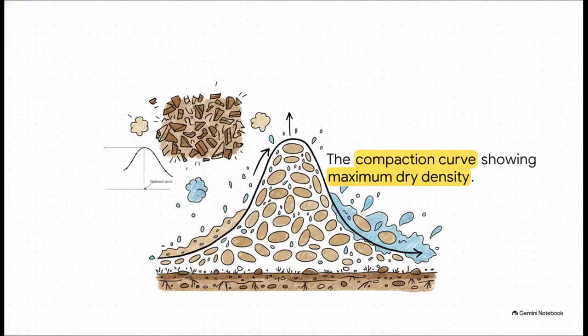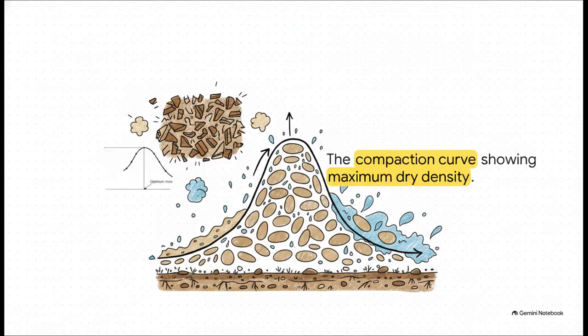Take a look at the shape of this hyperbolic curve. When soil is bone dry, it's actually really hard to pack it tightly because the friction between the dry particles resists movement. But as you add water, it acts kind of like a lubricant, allowing the particles to easily slide past each other into denser, tighter configurations. That is why the curve climbs up.